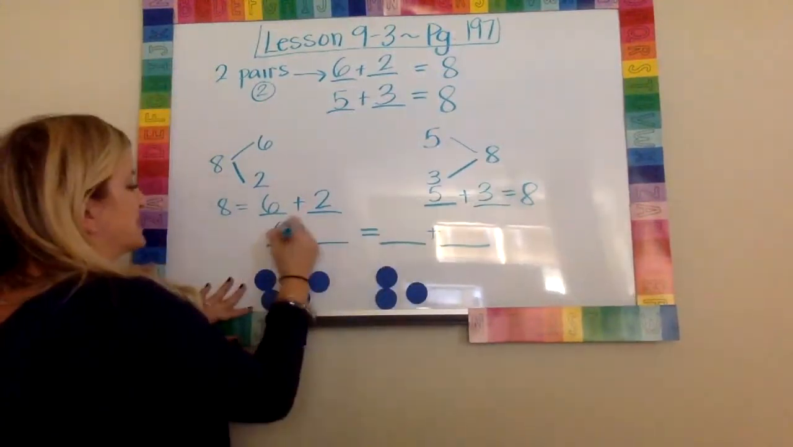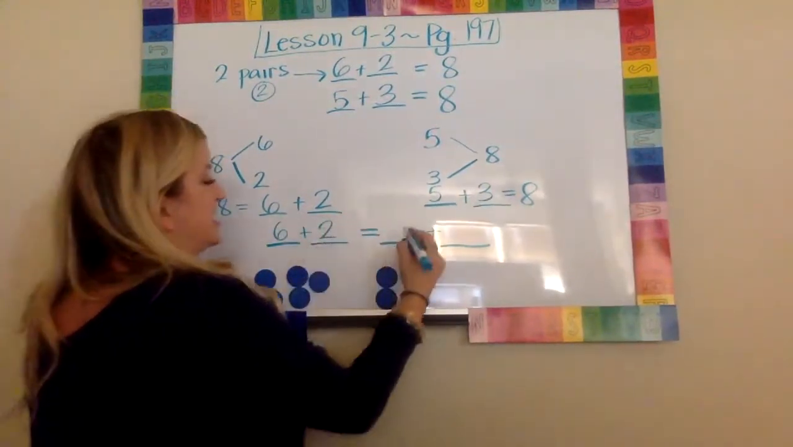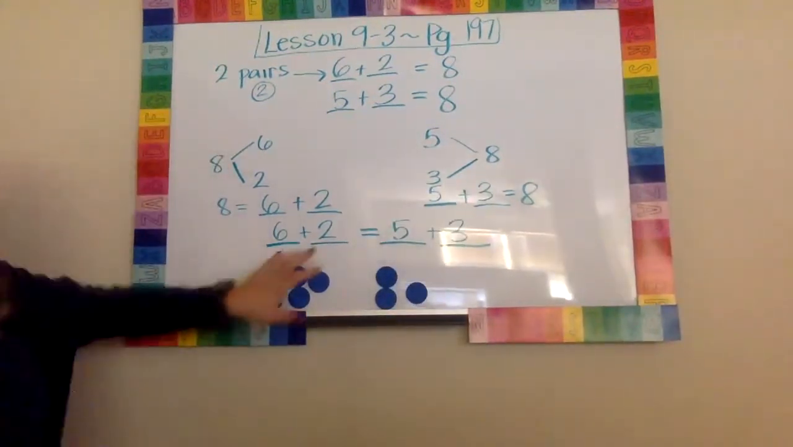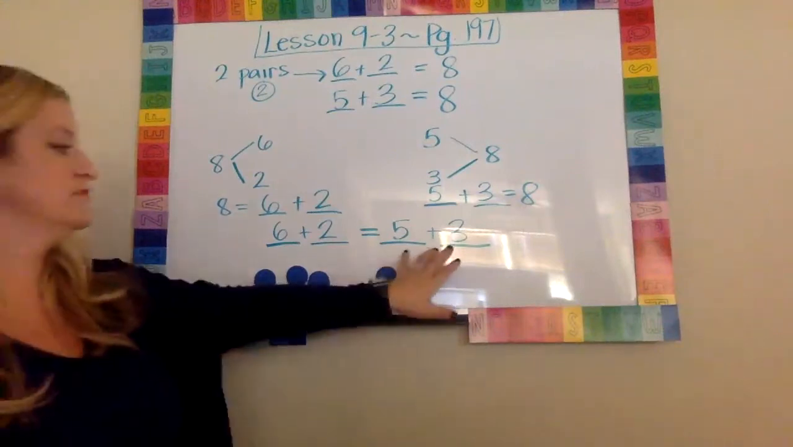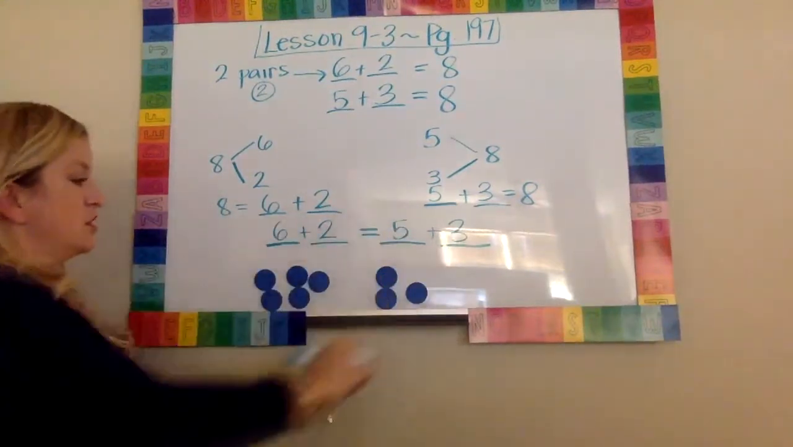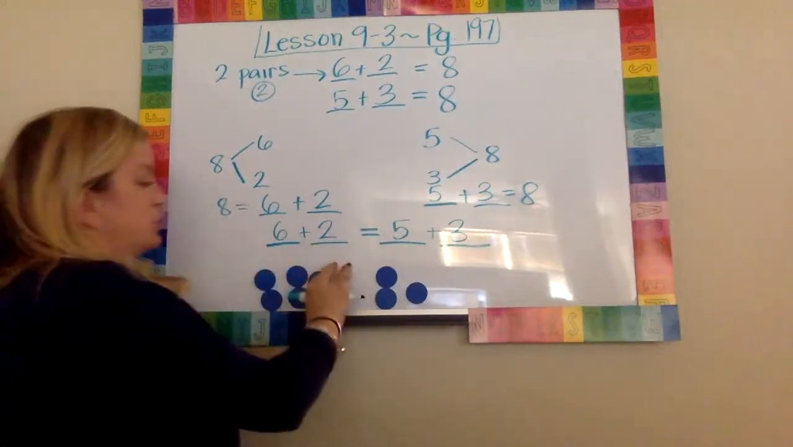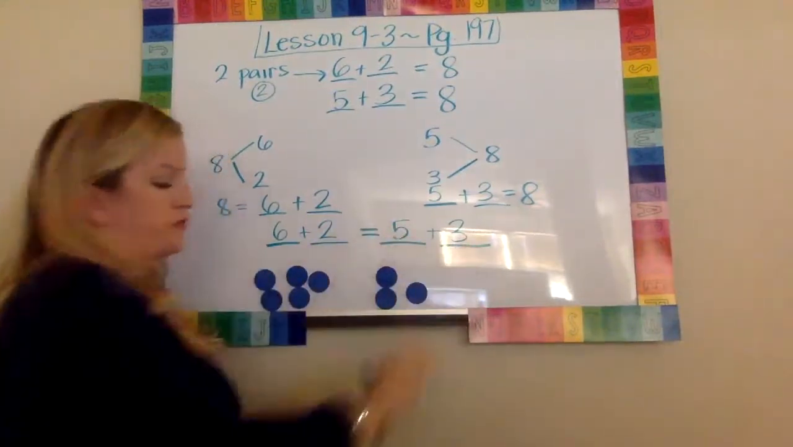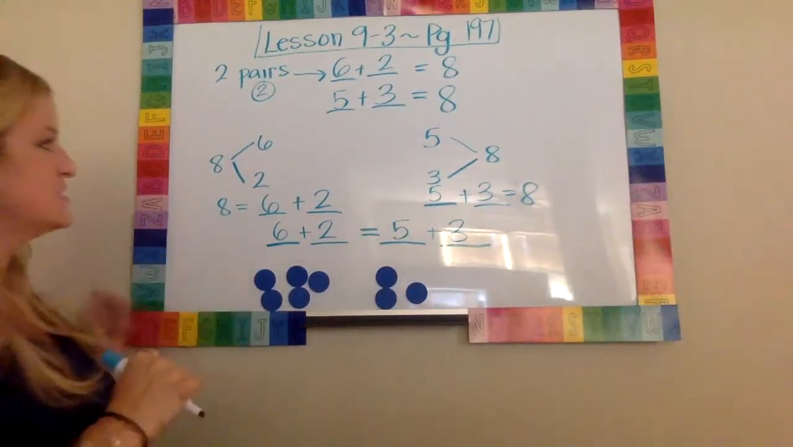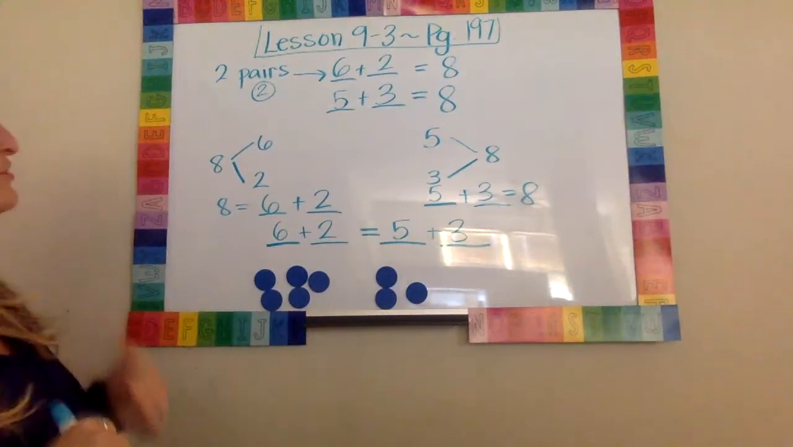So then you know that 6 plus 2 is the same as 5 plus 3. 6 plus 2 when you add it together gets 8. 5 plus 3 when you add it together gets 8. 8 is the same as 8. Whether it's broken into 6 and 2 or 5 and 3, you're still going to have 8. Let that sink in for a little bit because that is kind of confusing.